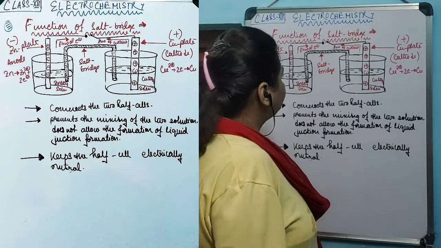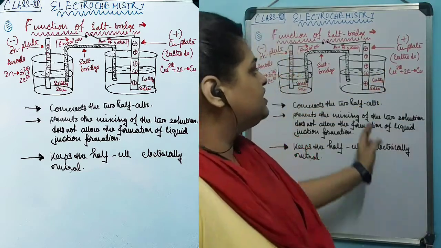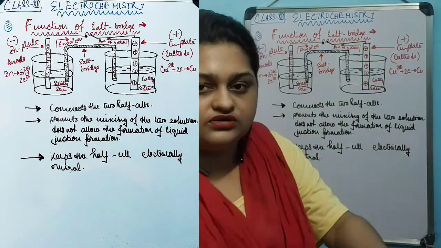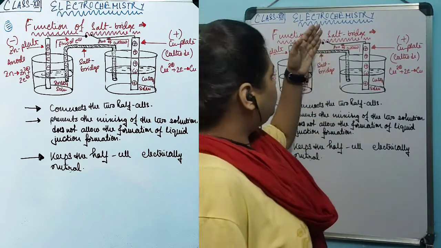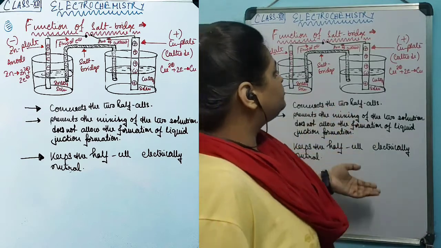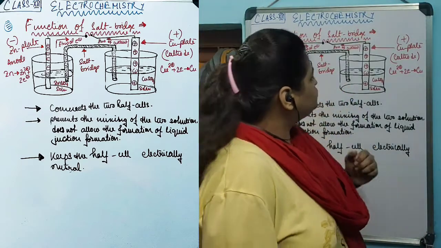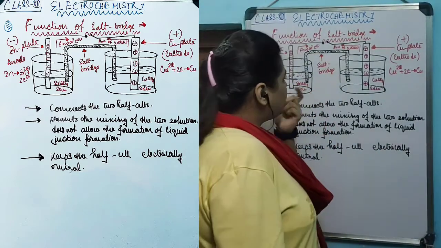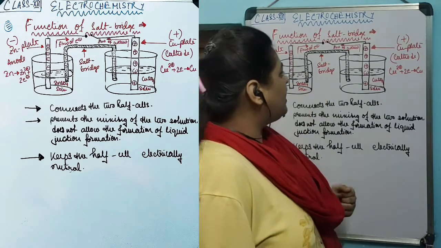in the solution. The same situation happens in this case, where the Cu2+ will be removed, and K+ or a similar positively charged ion from the salt bridge will move into this solution to make it electrically neutral, and to balance out the concentration of the positively charged ions and negatively charged ions in these respective half cells.